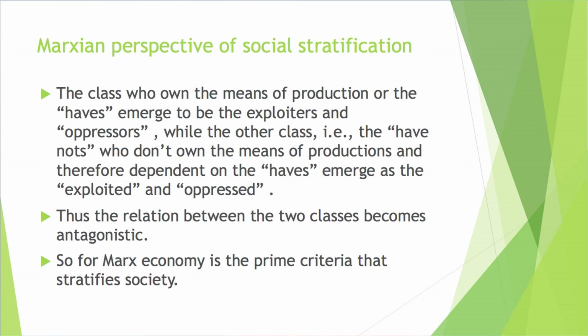The class who owns the means of production, or the haves, emerge to be the exploiters and the oppressors, and the others, the have-nots or the proletariat who do not own the means of production, are dependent on the haves, and gradually they are exploited and oppressed. Thus, the relationship between the two classes becomes antagonistic. So, in other words, according to Marx, class is the prime criterion that stratifies a particular society.